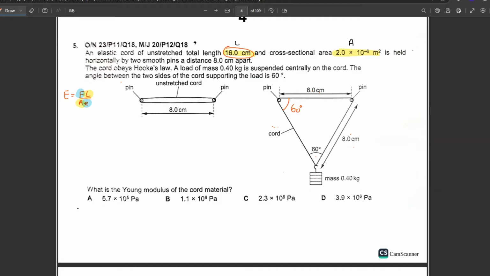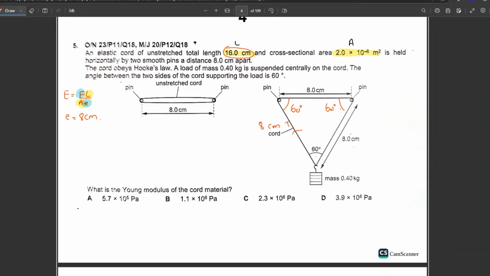60, 60. What is the remaining angle? 60 degrees here. This side will give 8 centimeter as your answer. So the extension is also known to you, that is 8 centimeter. How? Because the original length was 16 and now the length is 8 plus 8 plus 8, that is 24. Okay. Now the only thing that is left is to calculate the tension in the cords.